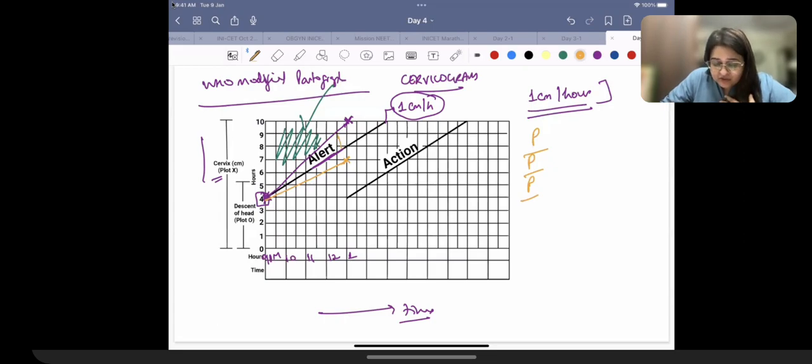This is also called the referral line or the transfer line. This is the point where, if I am sitting in a place where I do not have emergency obstetric care facilities, this is the time I need to refer the patient to a higher center. Okay? So this is the alert or the referral line.